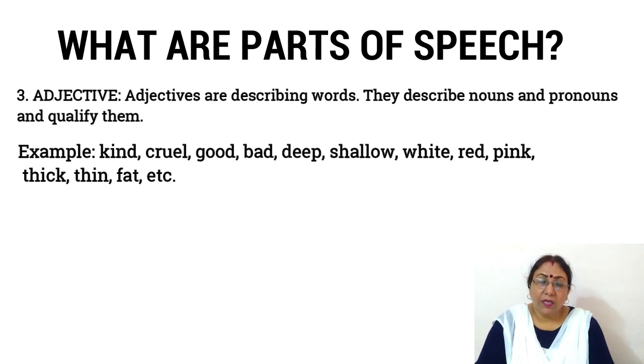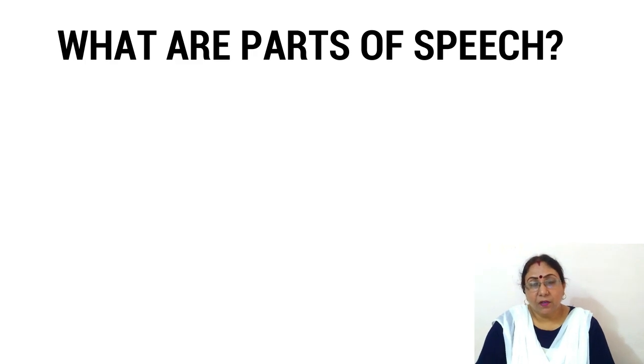What kind of a boy is Ram? He is a good boy. The river Ganga is very deep. So here the word deep describes or qualifies the noun, the river Ganga. In this way, adjectives are words that qualify a noun or a pronoun, or they describe a noun or a pronoun. Then the next part of speech is the verb.